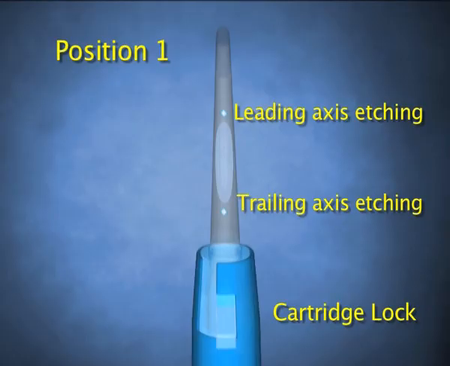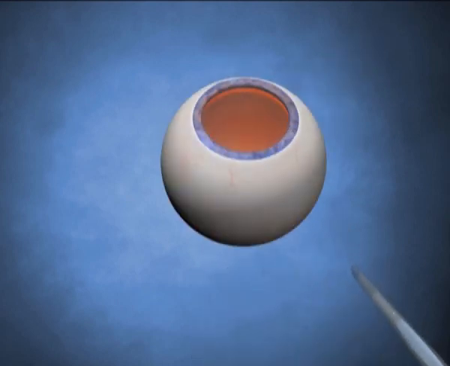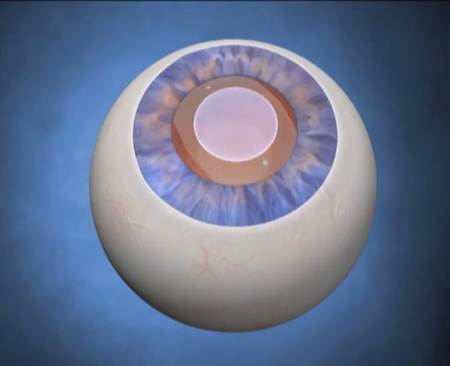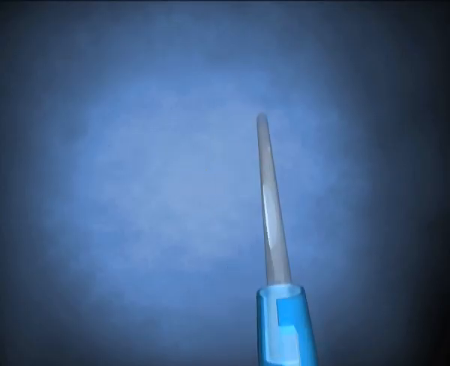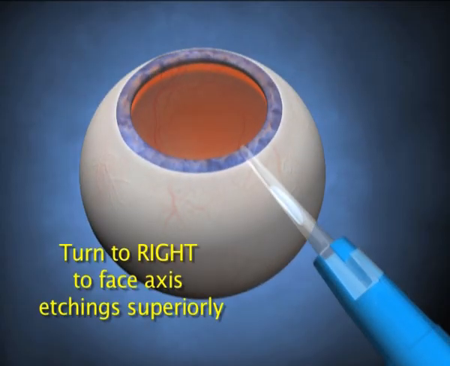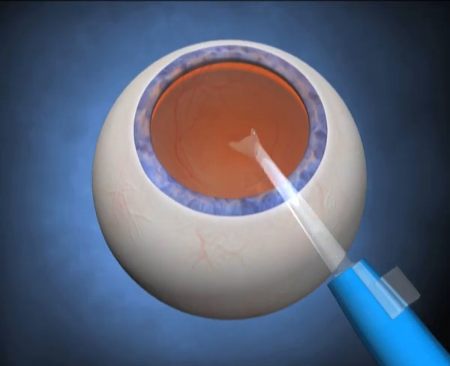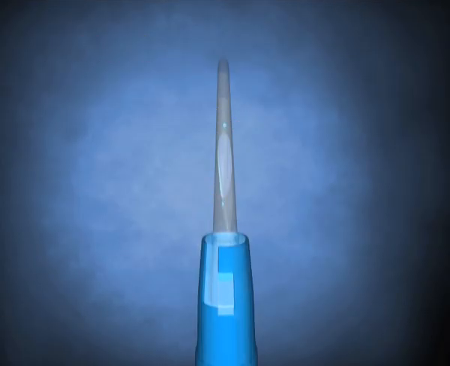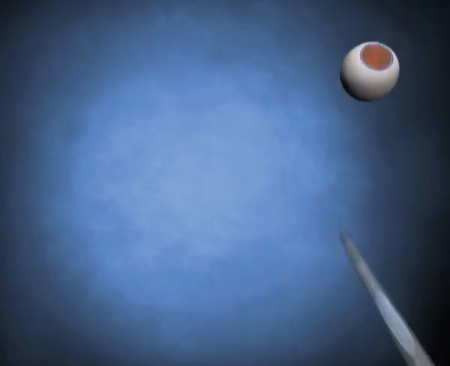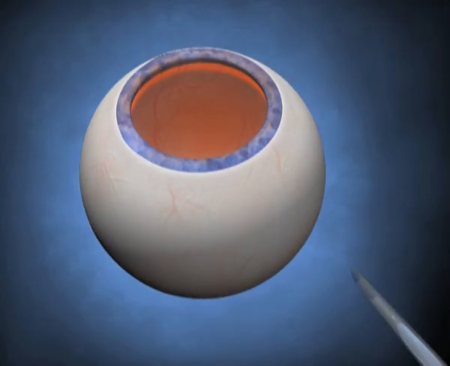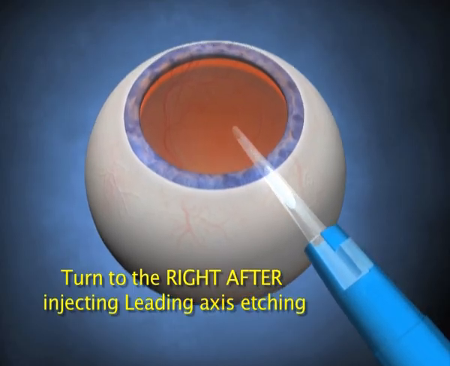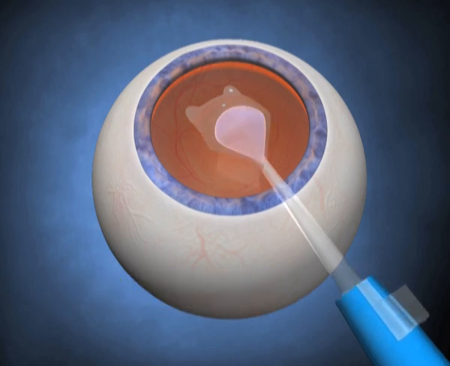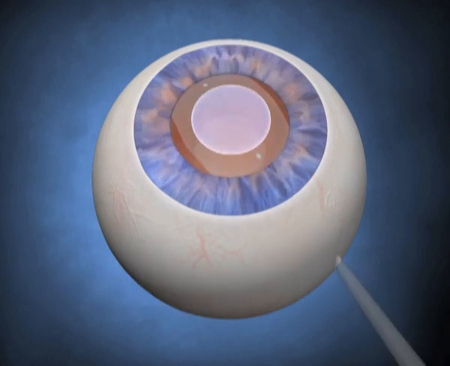If the axis etchings remain in line and aligned with the cartridge lock, simple injection avoids a flipped or inverted ICL. In case axis etchings are in line but not aligned with the cartridge lock, the injector is twisted so as to have the axis etchings face upwards. If the ICL is twisted within the cartridge, it is important to ensure that the leading axis etching faces upwards before injecting. Once the leading haptic has unfolded in the AC, the injector is twisted to now face the trailing axis etching upwards before injecting further.